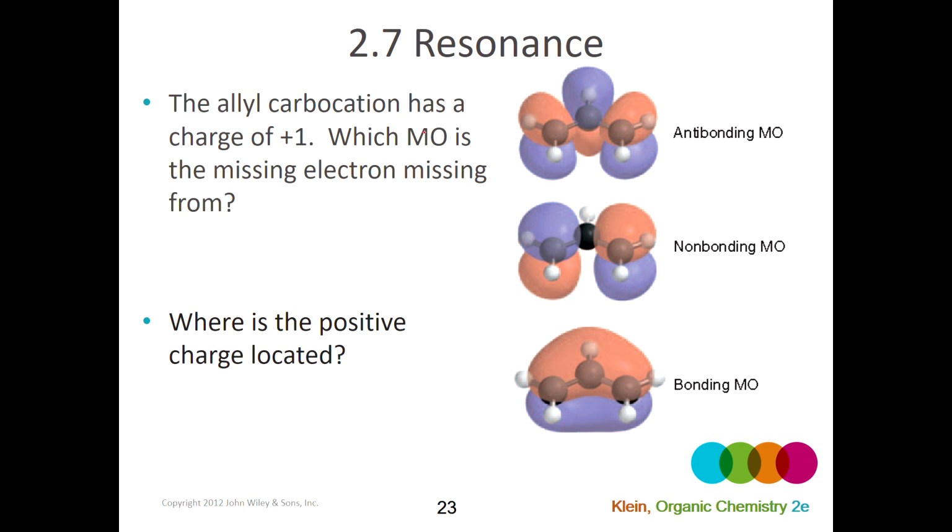So we're talking about this carbocation here that has a +1 charge. So normally when we think of formal charge, we try to calculate formal charge for a specific atom. But in resonance, sometimes the formal charge is spread out over multiple atoms. And in this case, we can see that by looking at the resonance contributors, and we can also see it by looking at the molecular orbitals. Right, so let's talk about that.